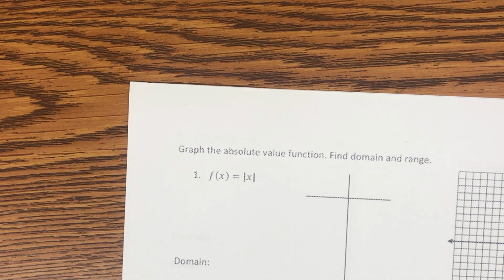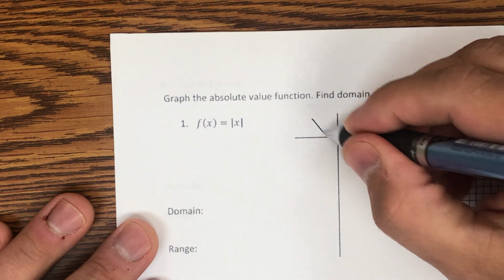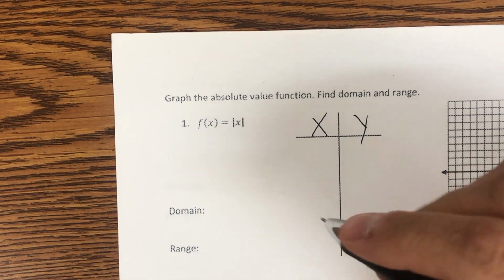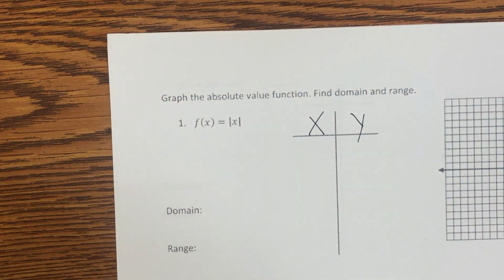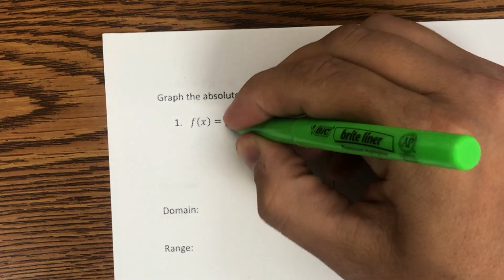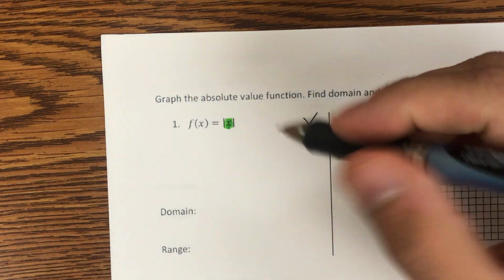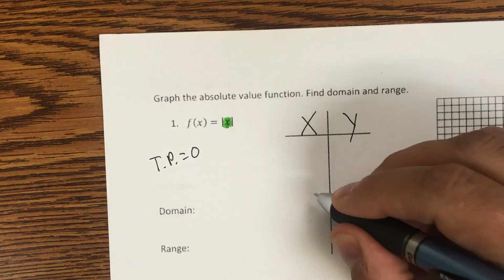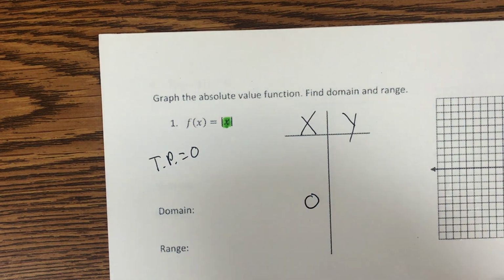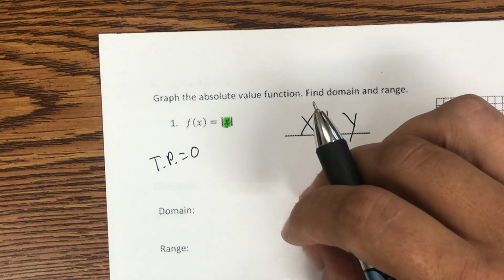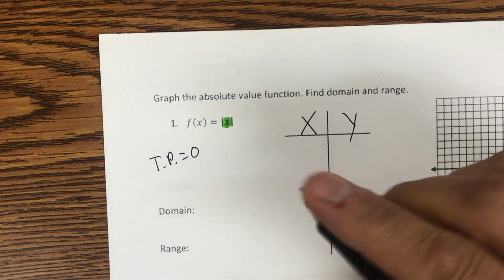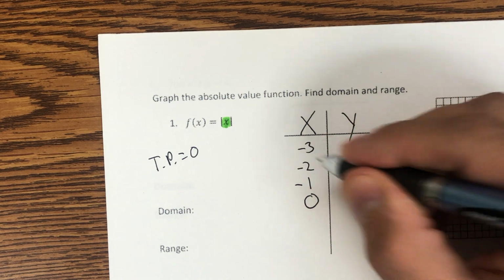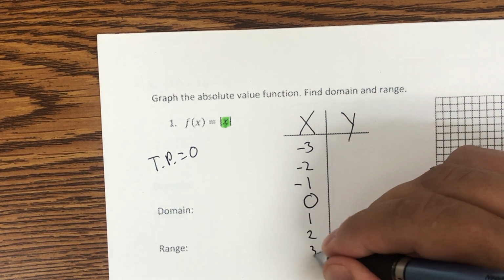Now we're actually going to draw the graph. So with our XY chart, x is on the left, y is on the right. Our first step is to find the target point. This one's pretty straightforward. The absolute value is just simply x. So the target point, TP, is equal to 0. So my graph is going to start at 0. I put that in the middle because I need to pick some numbers bigger and some numbers smaller. The smaller ones, smaller than 0, are -1, -2, -3, and bigger is 1, 2, and 3.